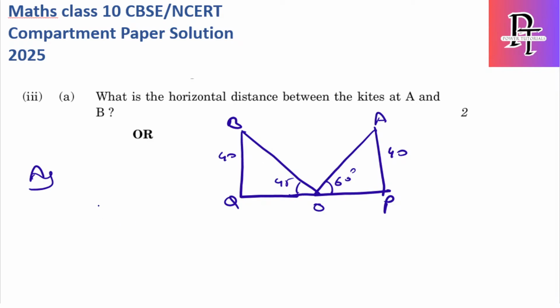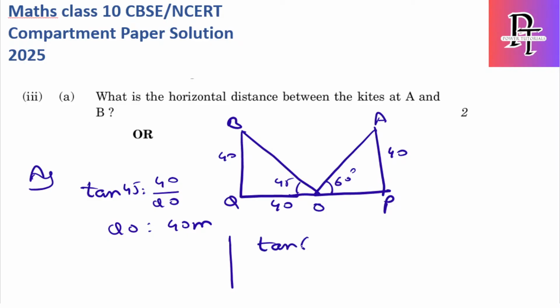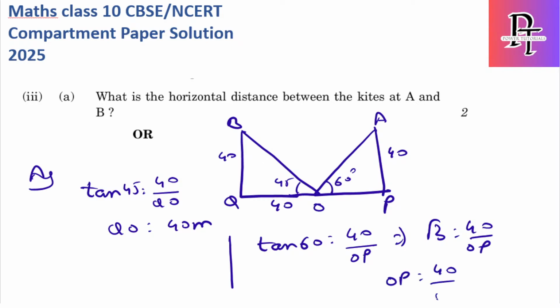So QO is very easy because tan 45 is nothing but 40 by QO. Tan 45 is 1, so QO is nothing but 40 meters. QO is easy now, but we need to find OP as well. So for OP, I will consider tan 60 is equal to 40 by OP. Tan 60 is root 3 is equal to 40 by OP. So I will get the OP value as 40 by root 3.